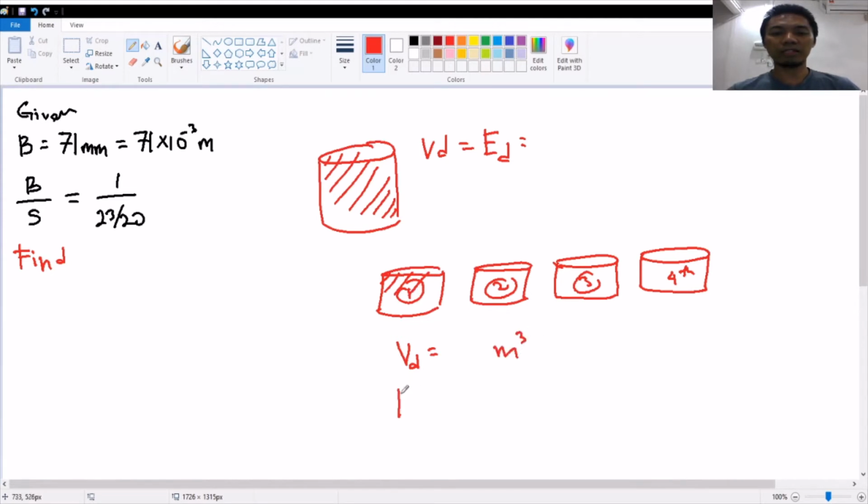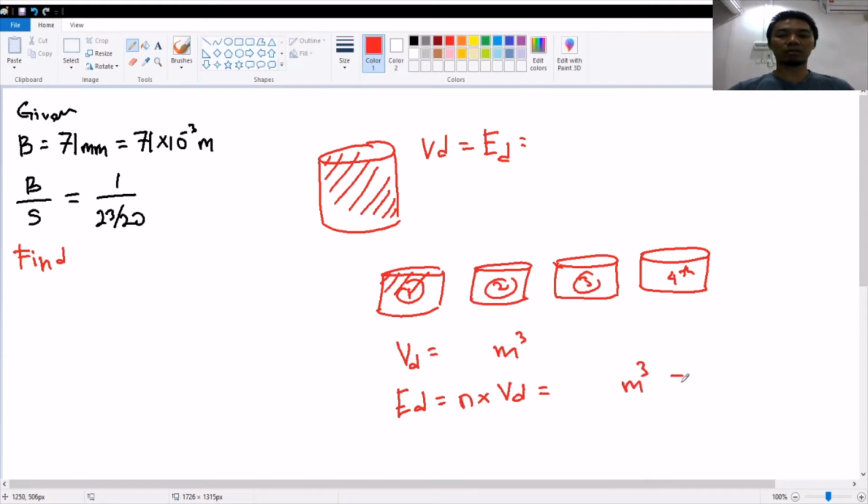For engine displacement, simply multiply the number of cylinders times VD, so you get the engine displacement volume, still in meter cube.